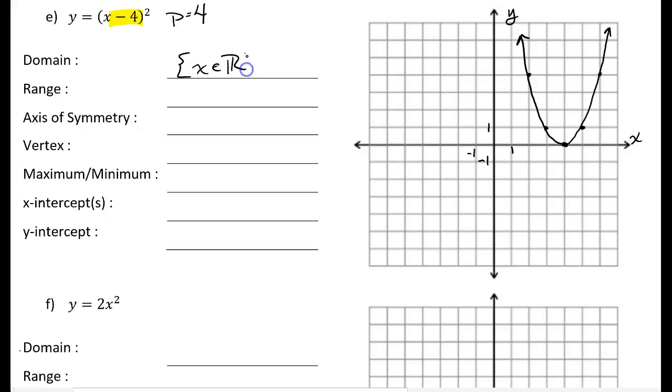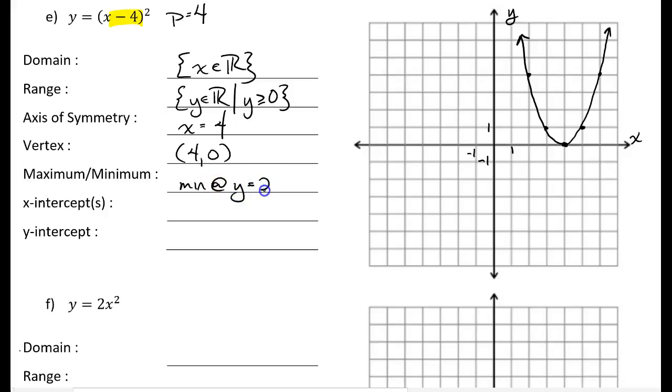X is an element of the reals. Y is an element of the reals, but it has to be greater than or equal to 0. My axis of symmetry goes through my x value of my vertex. In this case, that is actually 4. So my vertex is at 4 and 0, with the minimum being at y equals 0. Again, still opening up because I haven't added that a value into the equation yet. X-intercepts, still only 1, still my vertex, because I did not shift my graph down or up. So it's just at 4.